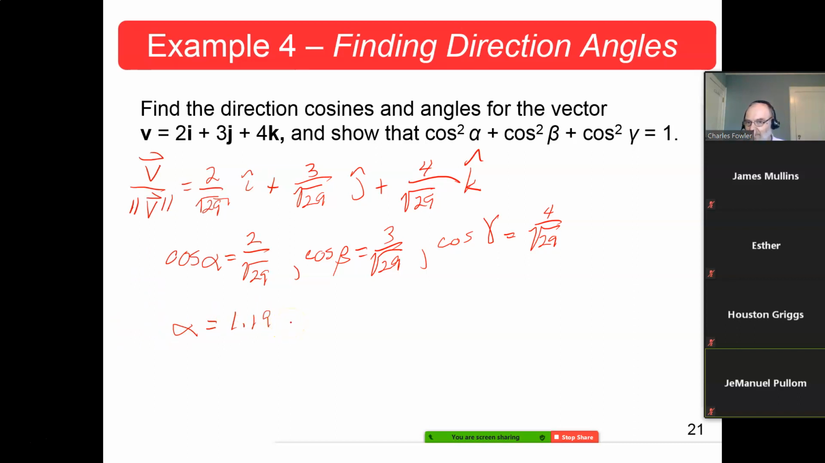Okay. Now, 1 radian would be something about 50-some degrees. 1.19 is going to be an acute angle, but fairly close to 90 degrees, I think. I don't think it's much beyond that. Okay, we'll do the same thing here.